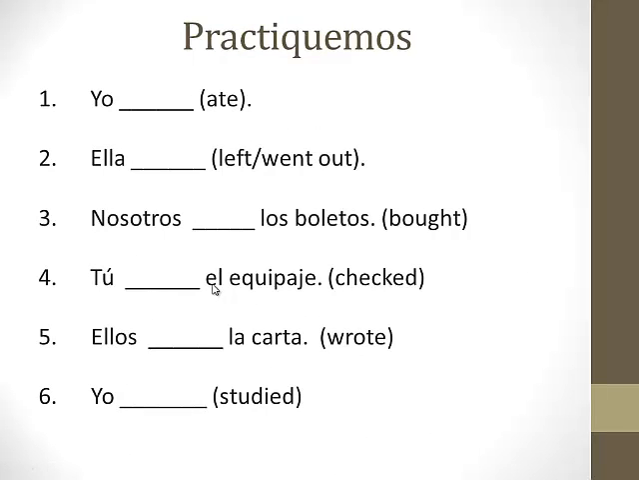Now, let's see. Can you conjugate? Notice we have 6 examples here. I would like you to take a second and work through them. Number 1, I ate. Remember, the verb to eat is comer. You may pause the video during this practice section if you need a second to conjugate. Number 2, she left or went out. Remember, the verb to leave or to go out is salir.